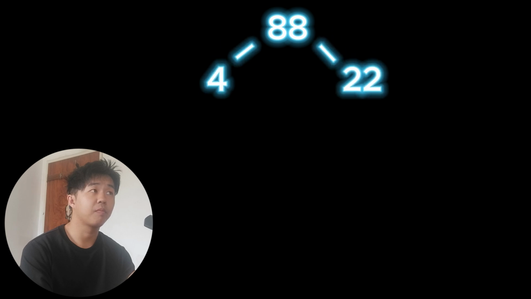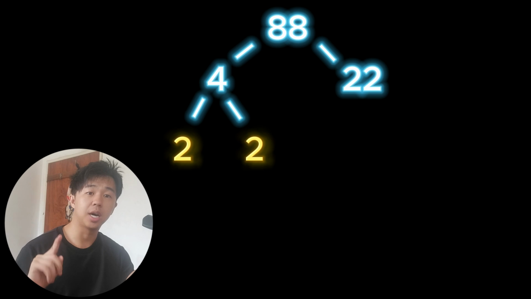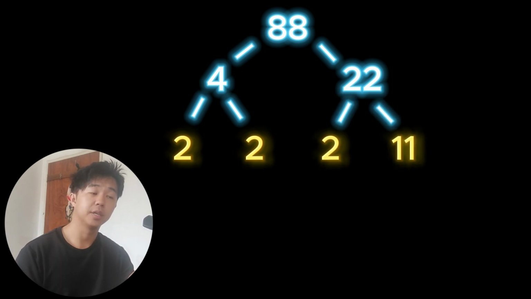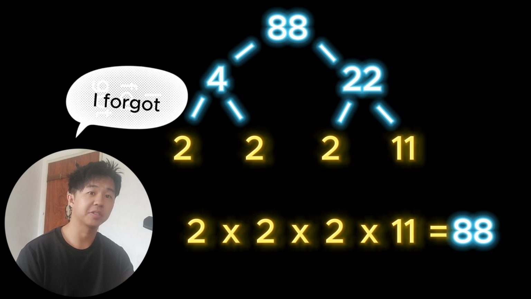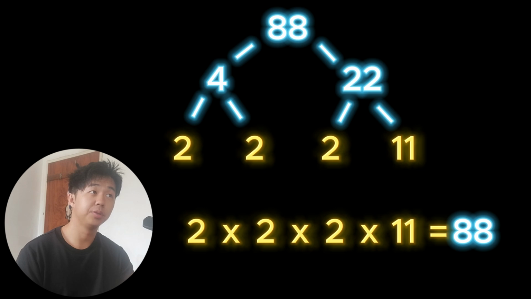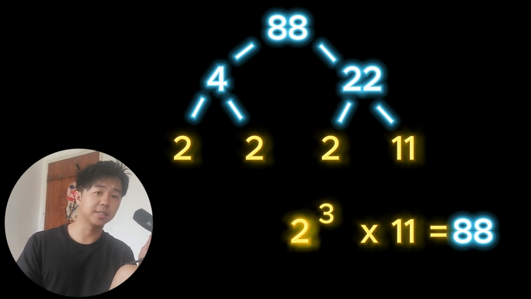One more. 88. How do we get to 88? Let's take 4 times 22. How do we get to the 4? 2 times 2. How do we get to 22? 2 times 11. We only have prime numbers, so let's write them out. 2 times 2 times 2 times 11. There are 3 2's. 2 to the power 3 times 11.